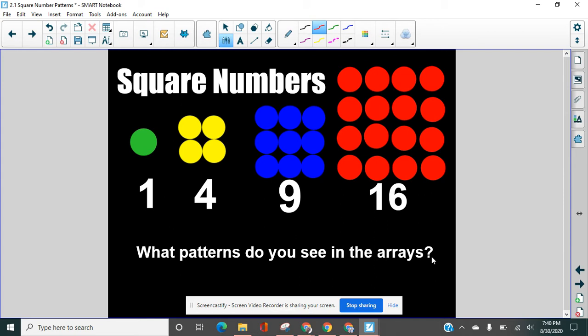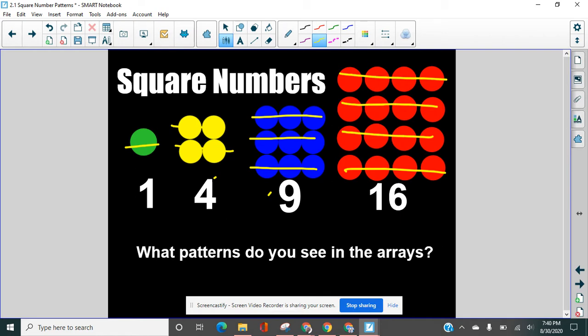Okay, there's a lot of things that might be said here, right? Now, obviously, the numbers are going up, right? But hopefully, we got a little bit more in depth than that. A lot of people talk about how the number of rows increases by 1, right? So we have 1 row, then we have 2 rows here, and 3 rows here. 1, 2, 3, 4 rows. The same thing happens with the columns. 1 column, 2 columns, 3 columns, 4 columns.